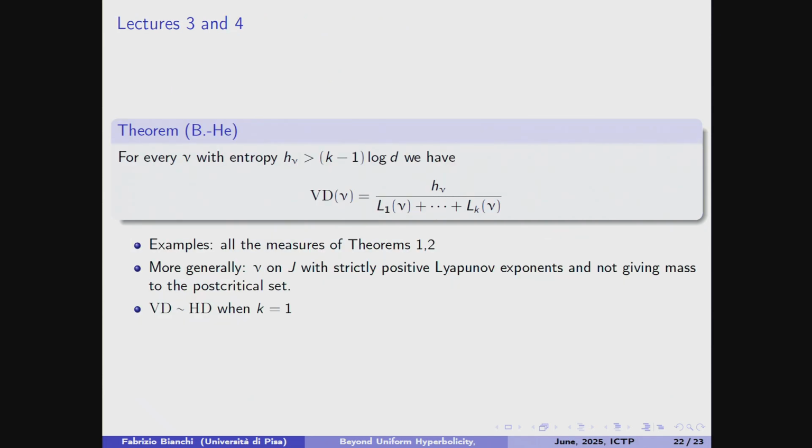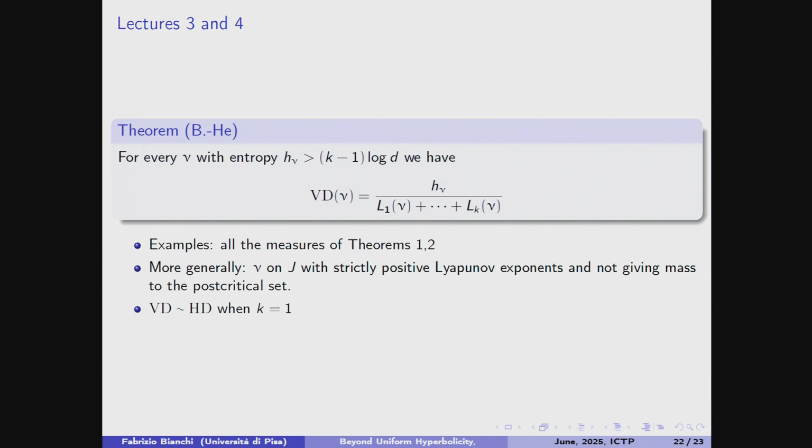So in the next two lectures, Mary will present the generalization of the other theorem that I said in dimension 1, the theorem of Manning, which is this formula between entropy, Lyapunov exponent, and Hausdorff dimension, and a generalization in higher dimension. Let me just state the theorem, so we are already thinking about what she's going to talk about, and then she can start quickly. So for every measure with entropy larger than (k minus 1) log d in dimension k, notice that in dimension 1 it means positive entropy, okay?